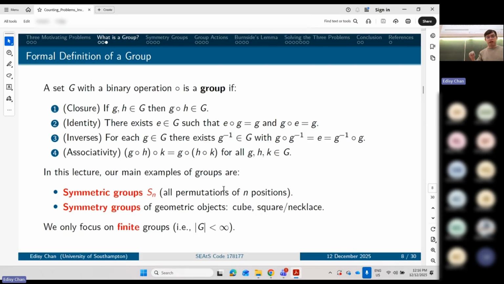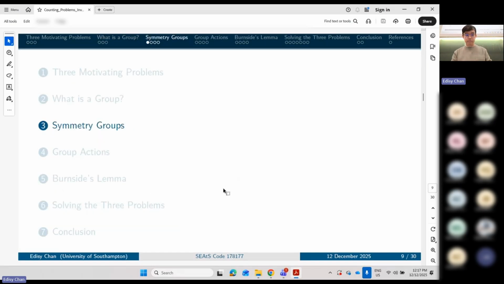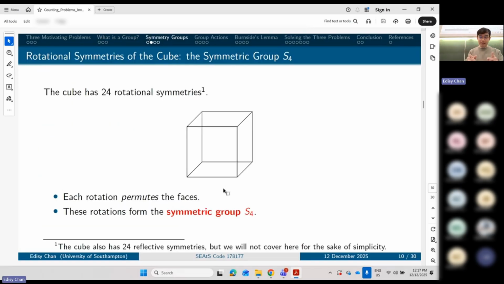Symmetry groups of geometric objects. We focus on the cube and the netlist. But for the netlist, you can actually see it as just a square with 4 corners. They're equivalent actually, because we are talking about just 4 bits, right? So we consider the symmetry over those objects. So now let's look at them.